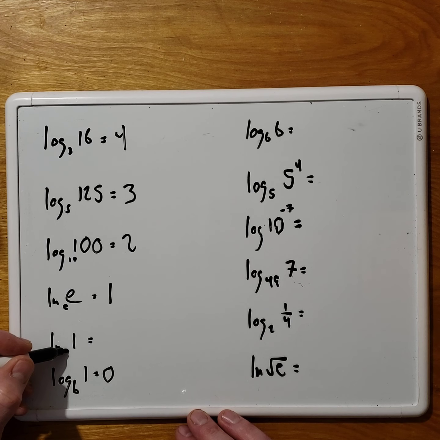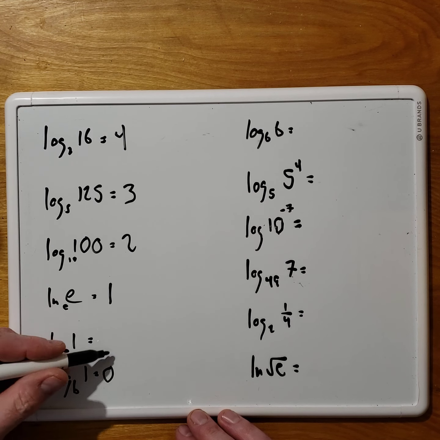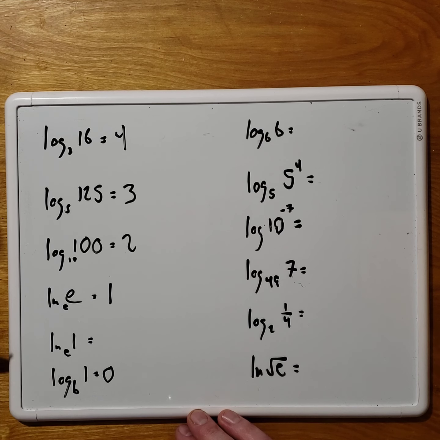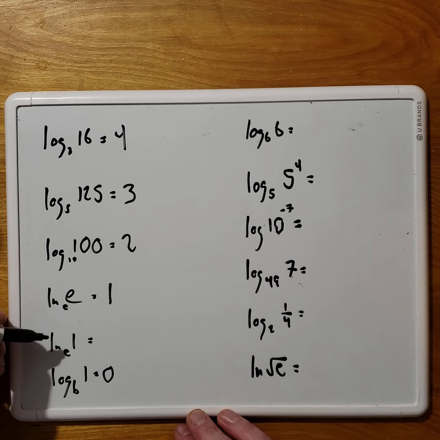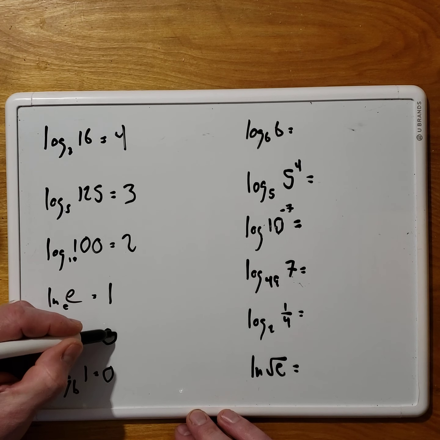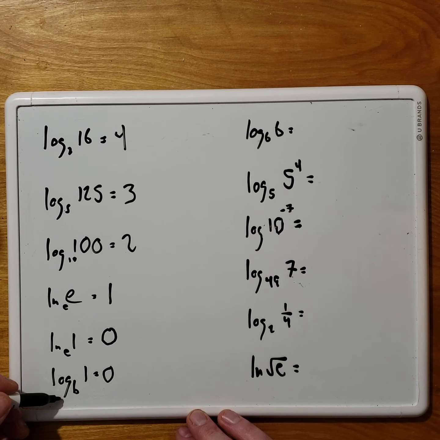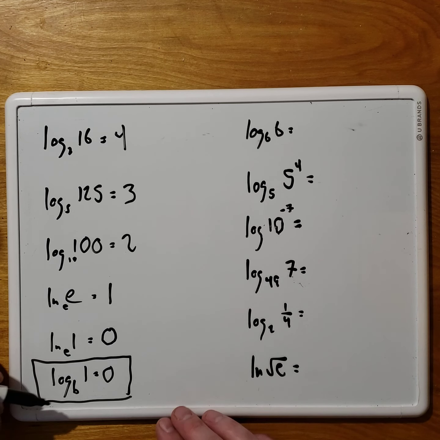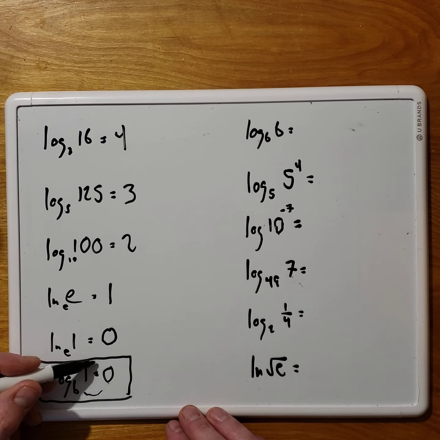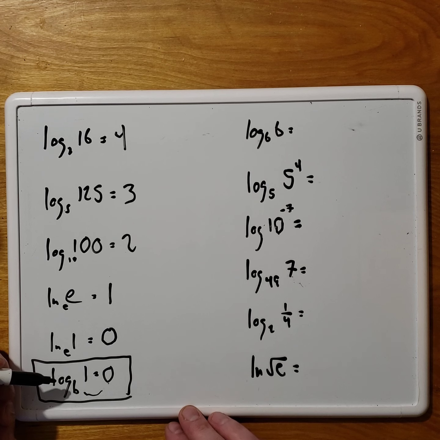Natural log of 1 means e to what power would be equal to 1. And if you don't remember, anything to the 0 power will be 1. So 0. And that's true for any base. That's why I'd written down here the log with any base, log base 10, log base e, log base 7 of 1 will always be 0 because anything to that 0 power will always equal 1.